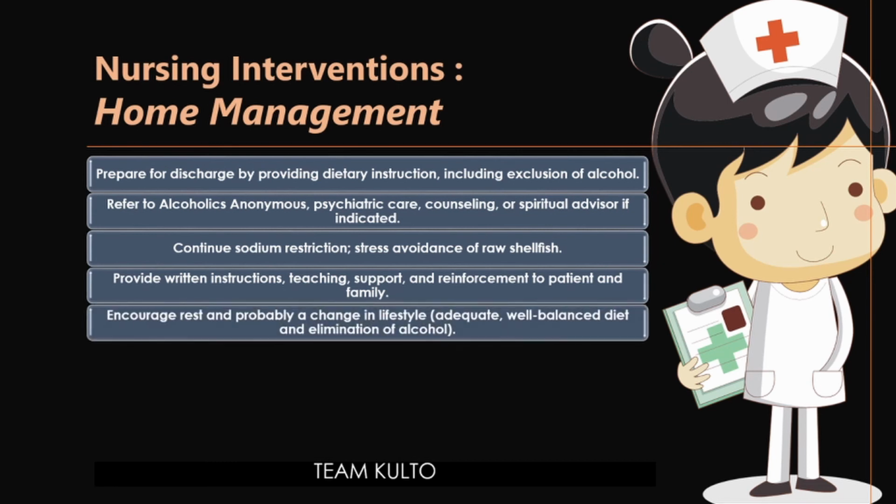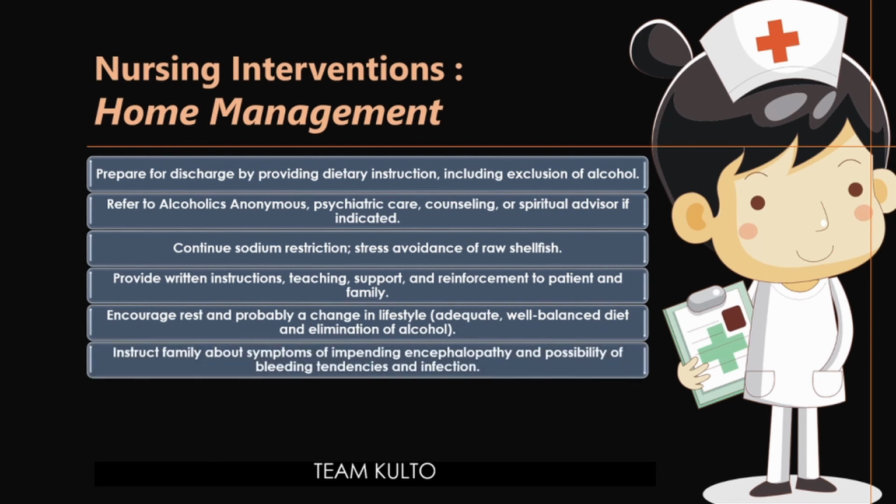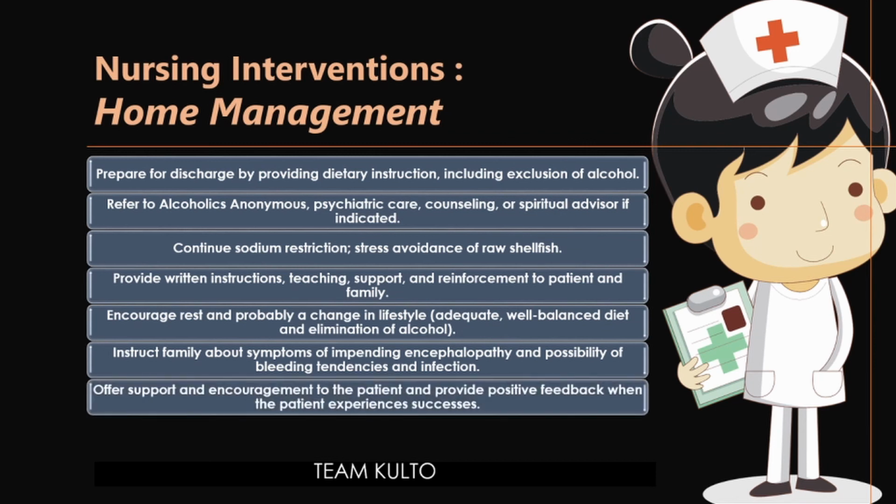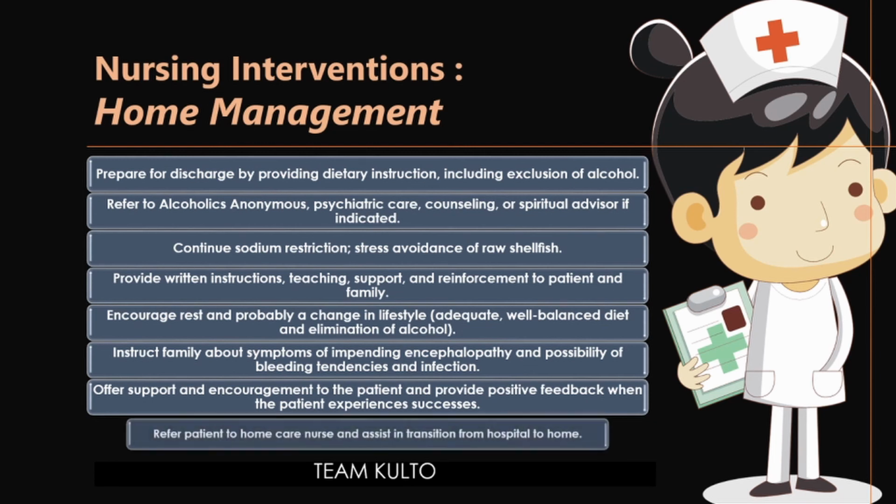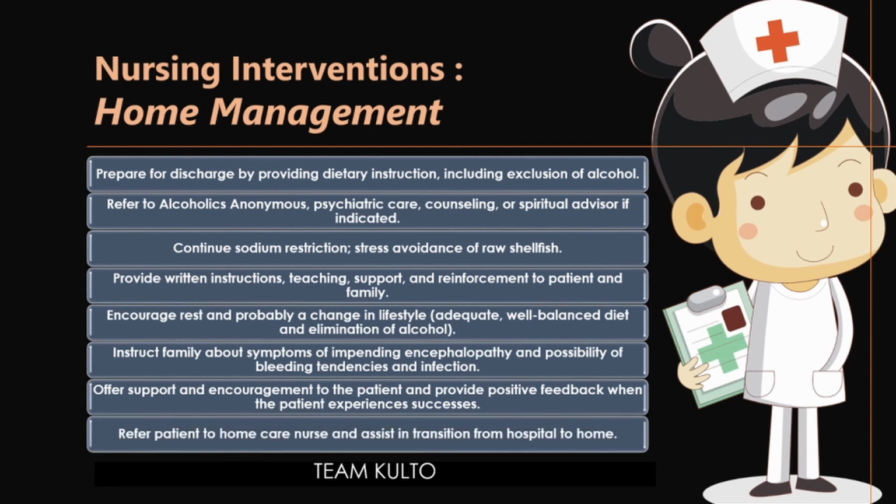Encourage rest and probably a change in lifestyle, adequate well-balanced diet, and elimination of alcohol. Di mo napapansin, puro tayo alcohol dito. Instruct family about symptoms of impending encephalopathy and possibility of bleeding tendencies and infection. Offer support and encouragement to the patient and provide positive feedback when the patient experiences successes. Refer patient to home care nurse and assist in transition from hospital to home.